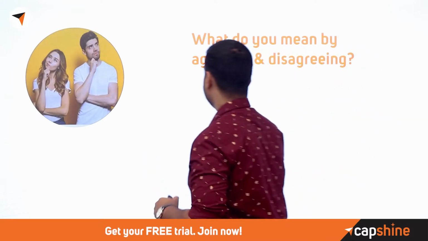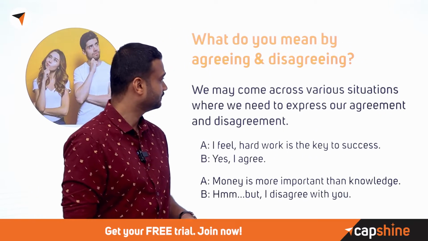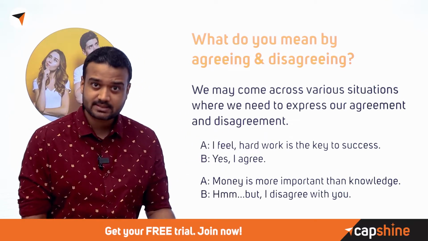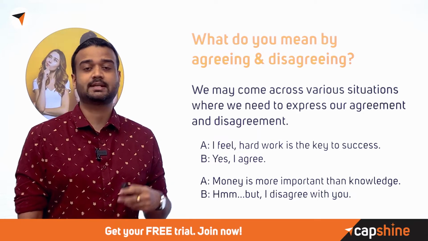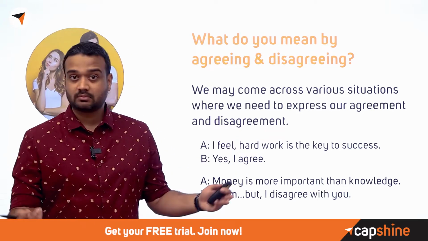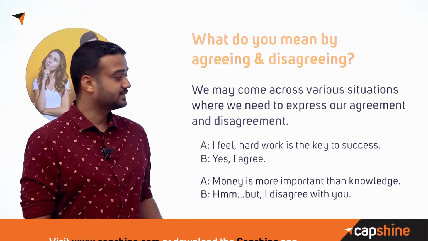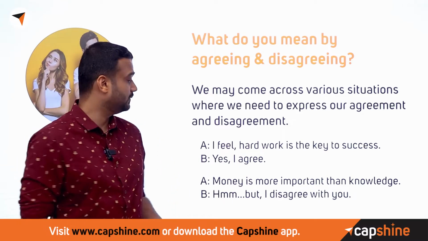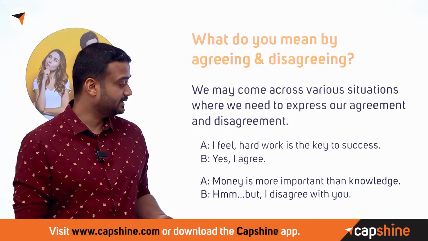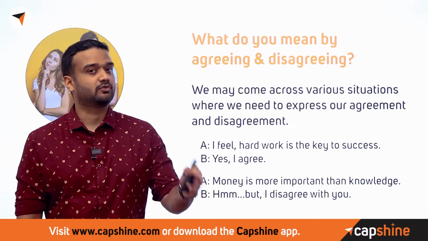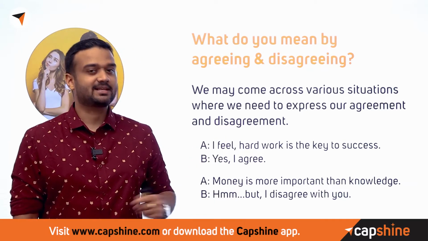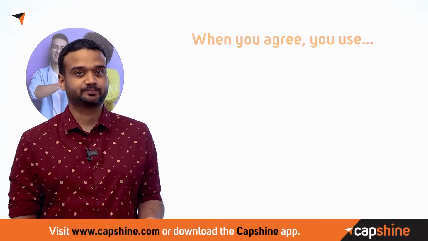So, what do you mean by agree and disagree? Well, in life, we often come across situations where we have to express our agreement or disagreement to things that we hear, opinions that we come across. For example, I feel hard work is the key to success, and you may agree with it saying, yes, I agree. On the other hand, someone might say money is more important than knowledge, for which you might say, but I disagree with you. Some examples of agreeing and disagreeing.